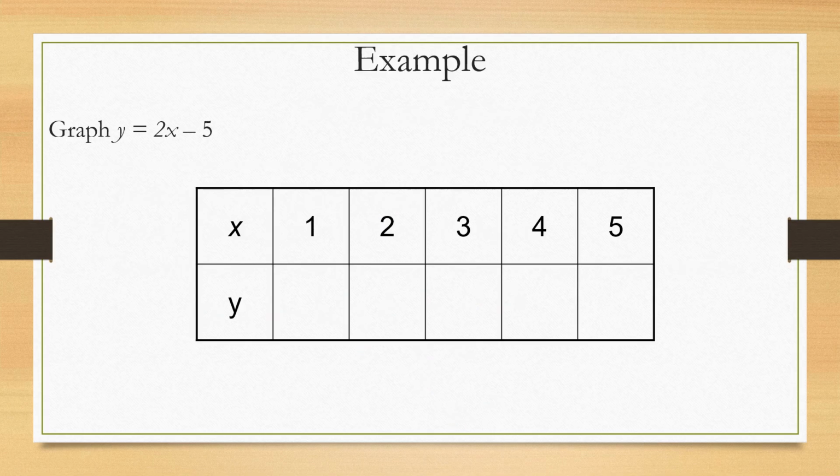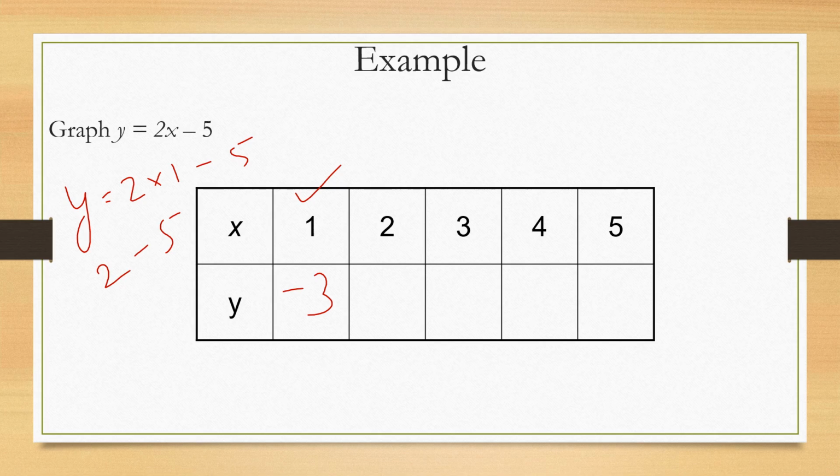Let us discuss one example. Draw the graph of y equals 2x minus 5. Here, the equation is already in terms of x. We simply substitute the value 1 in place of x. What will we obtain? 2 into 1 minus 5 gives you 2 minus 5, which is minus 3.